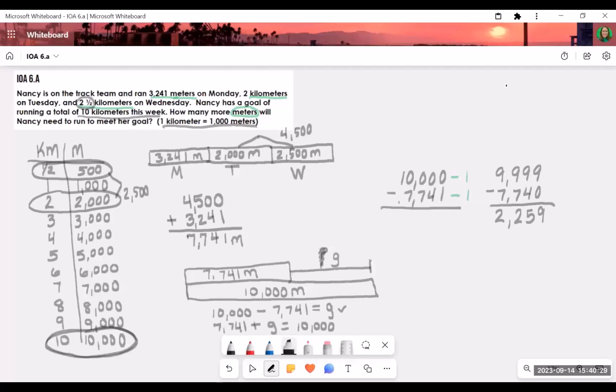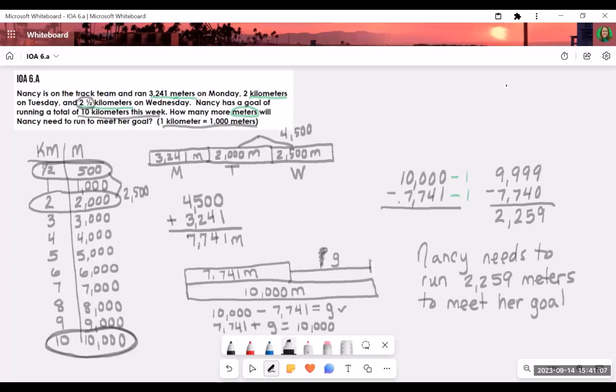Her goal was to run a total of 10 kilometers or 10,000 meters. The question is, how many more meters does she need to run? So we were solving for this unknown. So we have found that Nancy needs to run 2,259 meters to meet her goal.